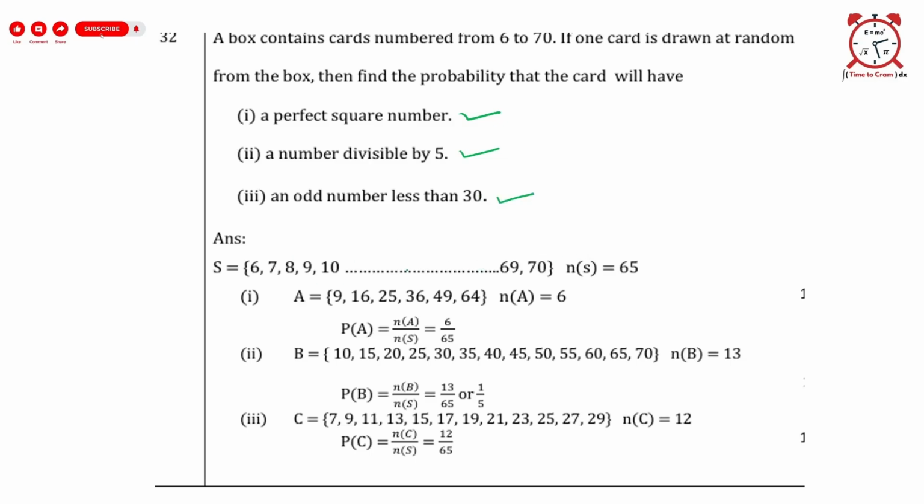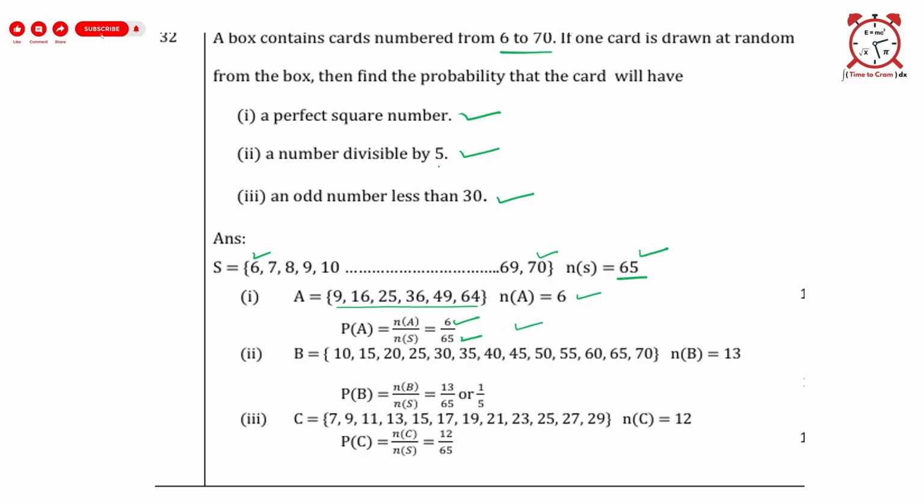So, if we calculate the total number of outcomes, then for numbers from 6 to 70, we have to write all the numbers from 6 to 70 here, and if we calculate, the number of sample space is 65. Total number of outcomes is 65. Now, first is what? Perfect square number. So, from 6 to 70, these are the perfect square numbers: 9, 16, 25, 36, 49 and 64. So, the total number is 6. So, now our required probability is favorable outcomes divided by total number of outcomes. This is favorable outcomes and this is total number of outcomes. So, this is the first answer.